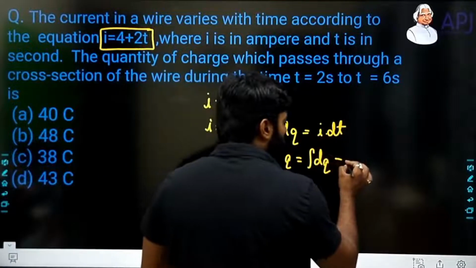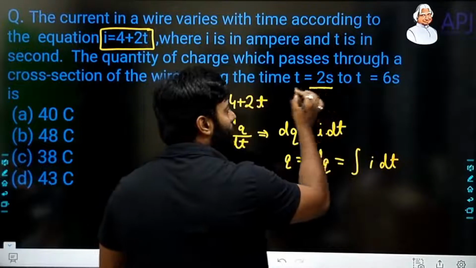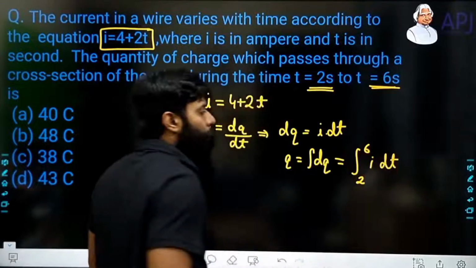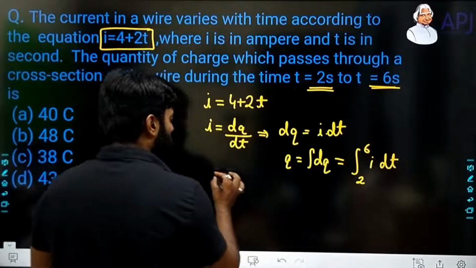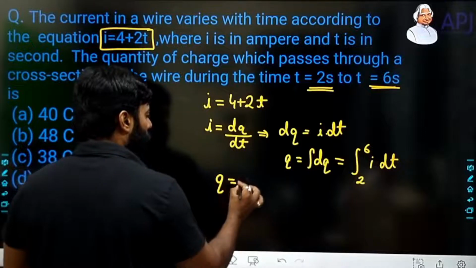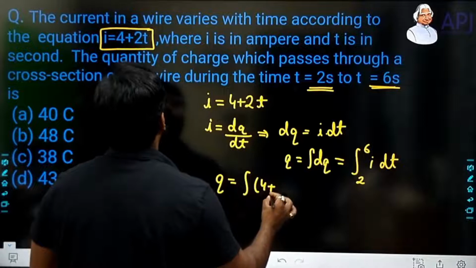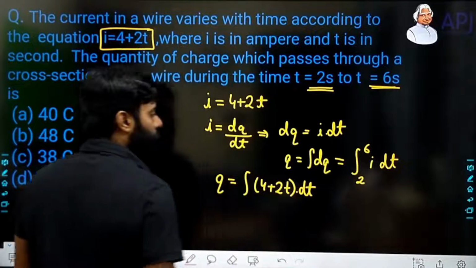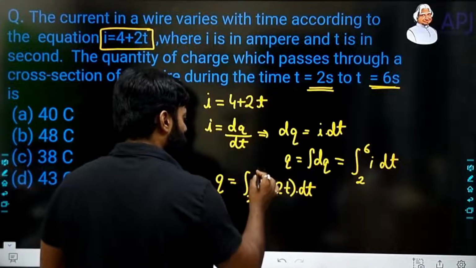And here, if I need to integrate I dt, the values are given to us as t equals 2 seconds and t equals 6 seconds. So 2 to 6, this is given to us, right? So I can write this as the integral of 4 plus 2t dt, from 2 to 6.